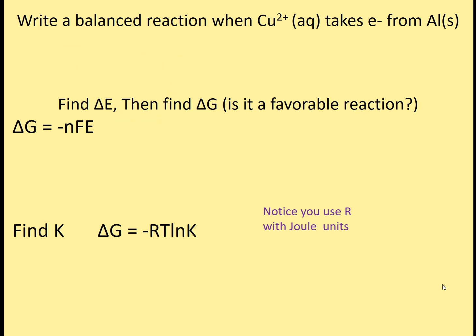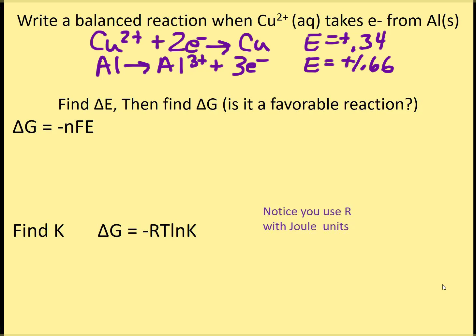So let's go ahead and do a problem while we incorporate some of the things that we did from the previous unit. And now we're going to add our Gibbs free energy value. First of all, it says write a balanced equation when copper takes electrons away from aluminum. Let me look at my electrical cell potential chart just to help me out and to look up the voltage. It said that copper takes electrons from aluminum.